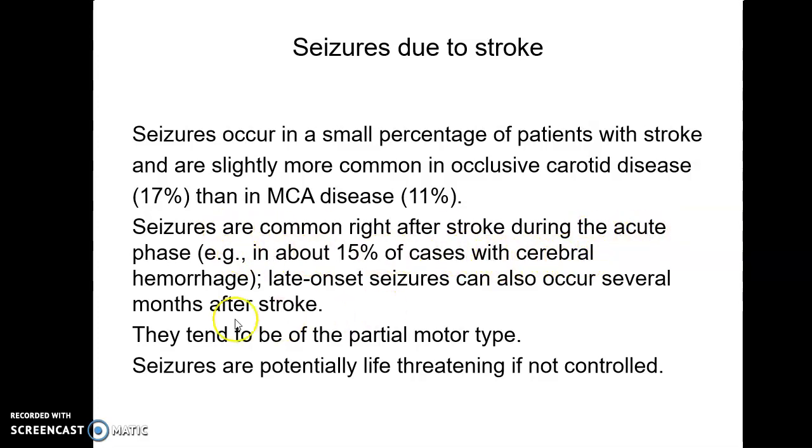15% of the cases with cerebral hemorrhage, and late onset seizures can also occur several months after stroke, and that we usually see in cases related to MCA disease. They tend to be of partial motor type. They are not related to any specific kind of unusual seizures which you see in the neonate. They are related mostly to a partial motor type related to a particular area of the body. Seizures are potentially life-threatening if not controlled, especially in a patient who has undergone stroke. If seizure also occurs along with that, then it is potentially life-threatening, leading to a fatal condition.